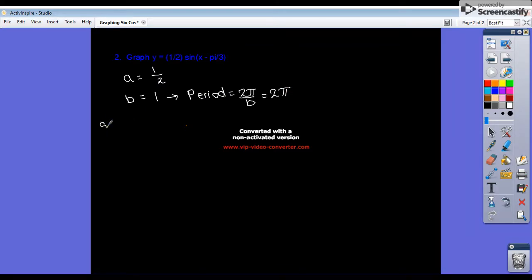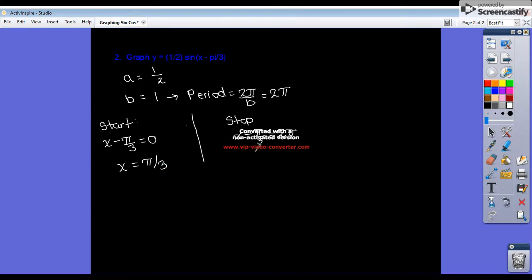And to find out where the start and stop is, I'm going to set my parentheses, x minus pi over 3, equal to 0. And for the stop, x minus pi over 3 equal to 2 pi. So in this case, for the start, x will equal pi over 3.